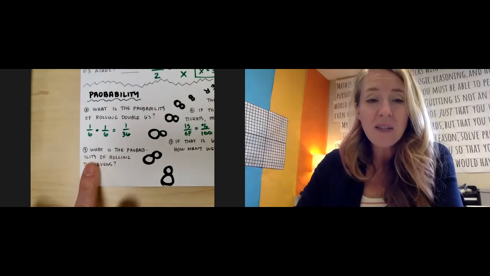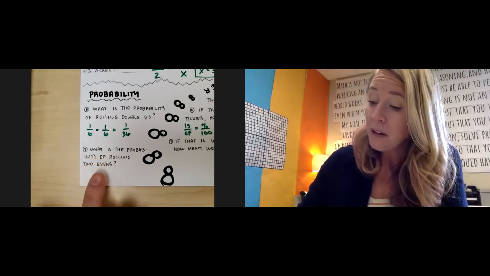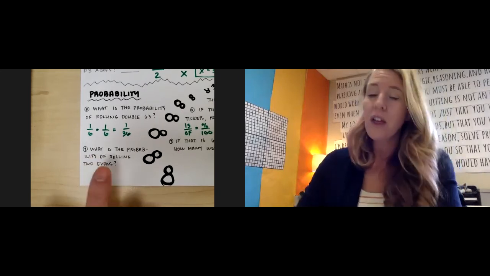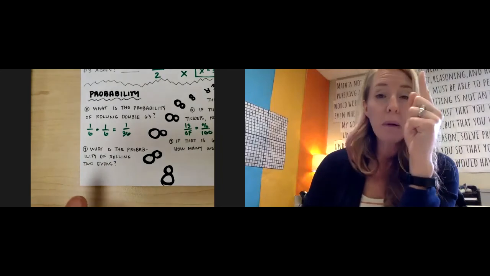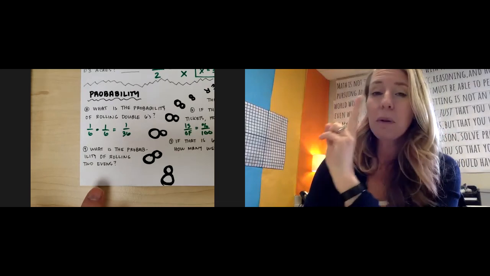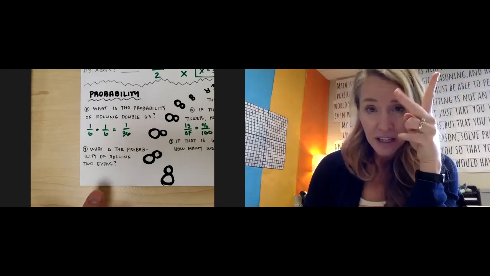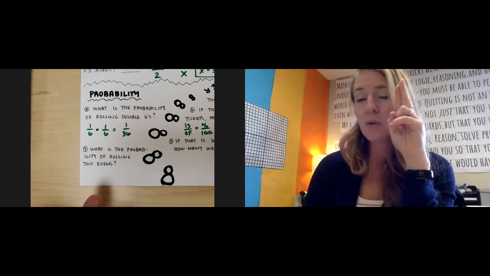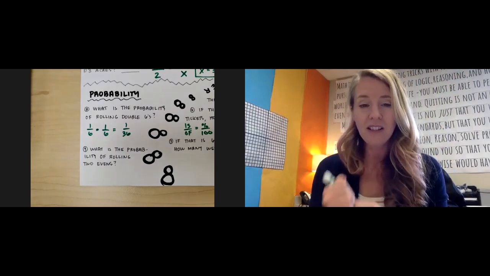For number 9, the last one, you're going to be doing this one. What's the probability of rolling 2 even numbers? So think about that first die. What's the probability that I would get an even number when I roll my die? And then what's the probability of getting another even number when I roll the other die? And then you want to multiply those 2 answers together to simplify.